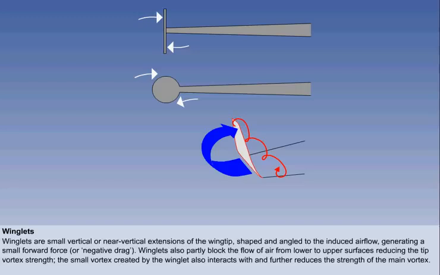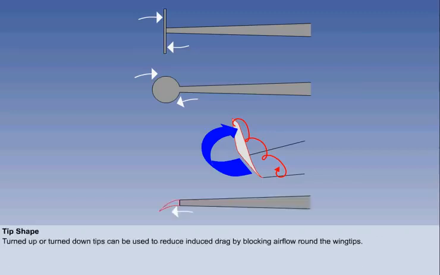Small vertical or near vertical extensions of the wingtip are shaped and angled to the induced airflow, generating a small forward force, or negative drag. Winglets also partly block the flow of air from lower to upper surfaces, reducing the tip vortex strength. The small vortex created by the winglet also interacts with and further reduces the strength of the main vortex. Finally, simpler variations of wingtip shape, such as turned up or turned down tips, can be used to reduce induced drag. Vortices are weakened by the blocking of airflow from lower to upper surface round the wingtips.